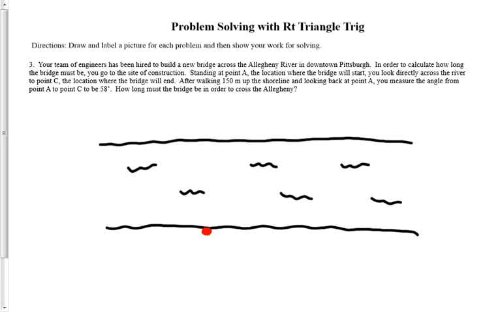Now the problem continues. It says, you look directly across the river to point C. Okay, so this was point A. We look directly across the river to point C, the location where the bridge will end. So that red dotted line that I have so far is where my bridge will go. After walking 150 meters up the shoreline, so I walk 150 meters up the shoreline. Let's just call this point B.